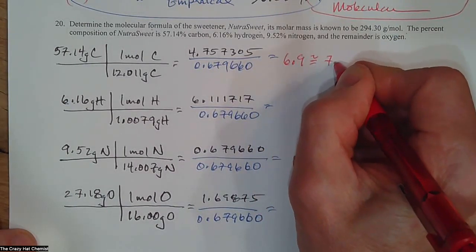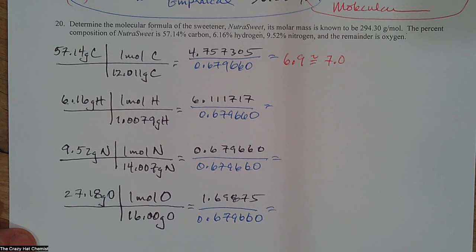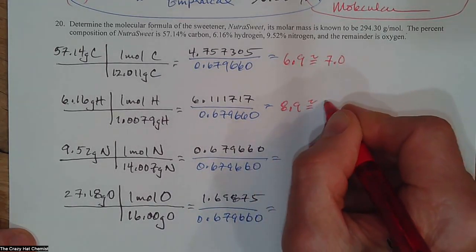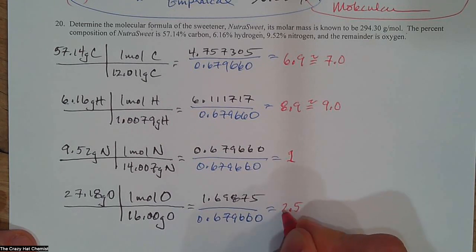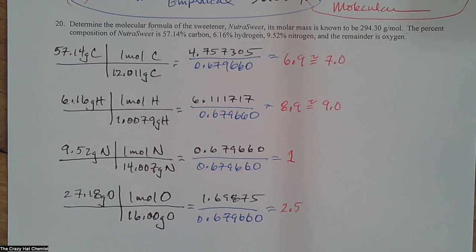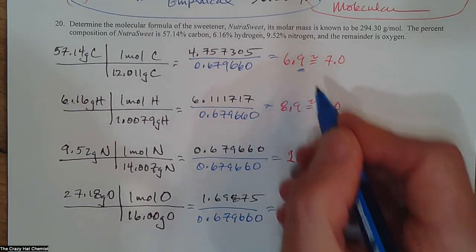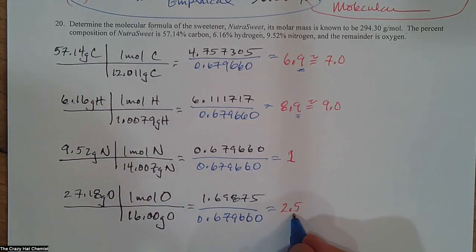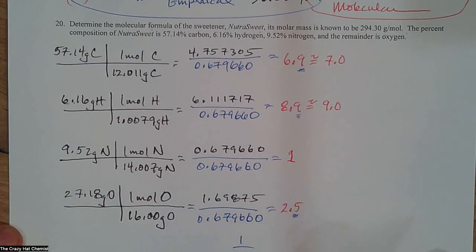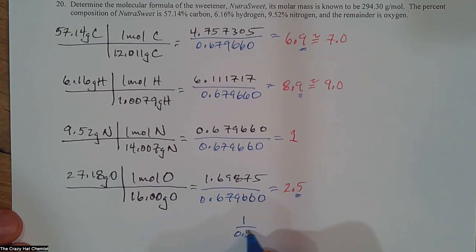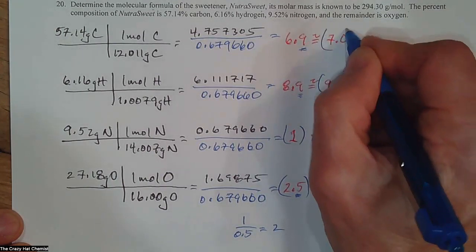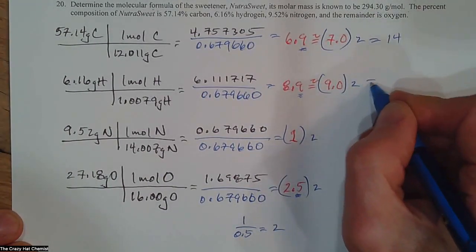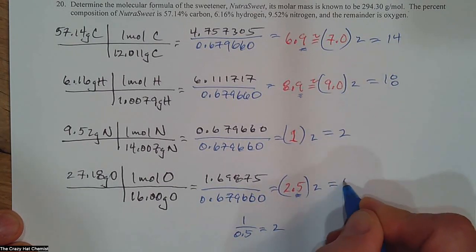6.9, that will round to 7. And then this one is 8.9, that will round to 9. This one is exactly 1. This one is 2.5. Okay, so notice that this is the 0.9, 0.9. I'm good. I can add a tenth. This one is 0.5. So I'm going to take the reciprocal of 0.5. So 1 over 0.5 is equal to 2. So that means I'm going to multiply this by 2, multiply this by 2, multiply this by 2, multiply this by 2. I'm going to get 14, 18, 2, and 5.